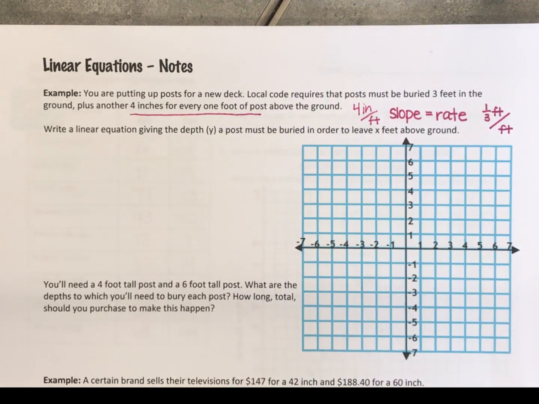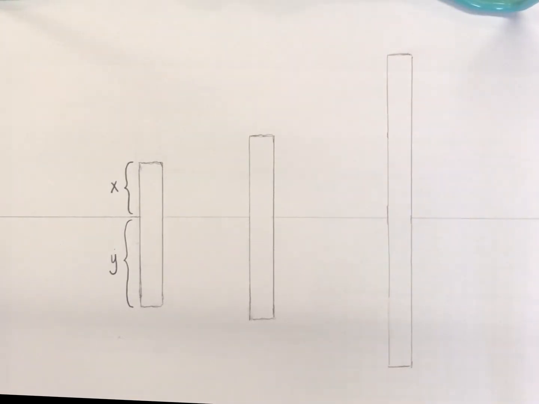That's a little awkward now because now it's 1/3 foot per foot, but we know that the 1/3 of a foot is how much deeper we want to bury, and the bottom foot is the above ground feet. We'll talk more about that. I thought a picture would be helpful to help us understand what's going on here.